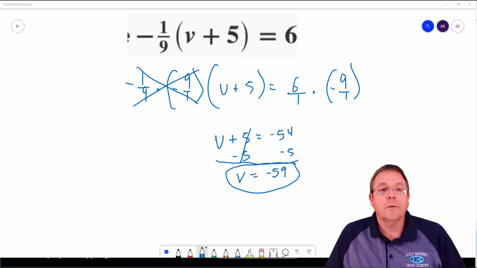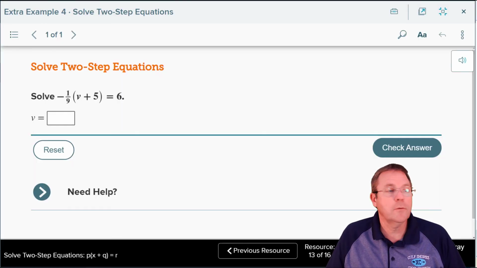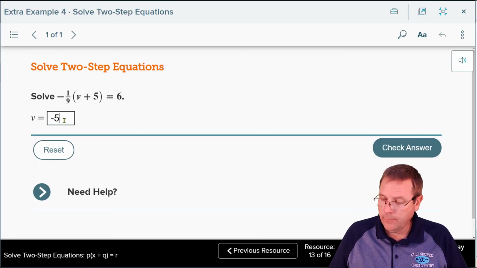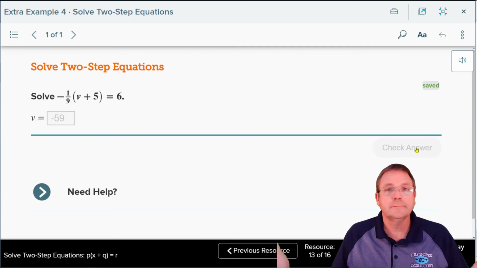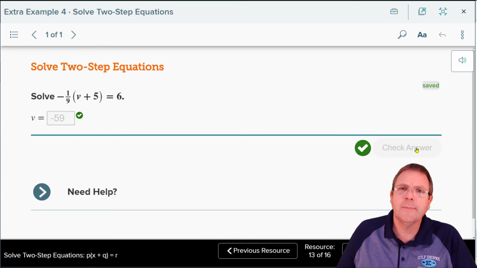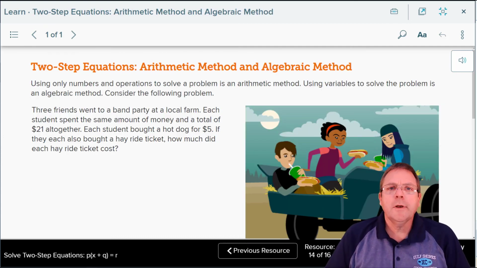Come back over to our textbook. I said come back over to our textbook, -59, and check. And that's all there is to it. Easy math. I think that's where we're going to end this lesson.